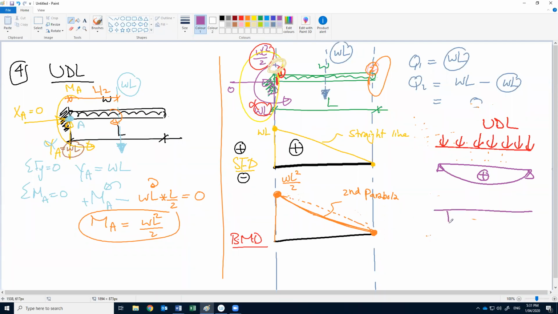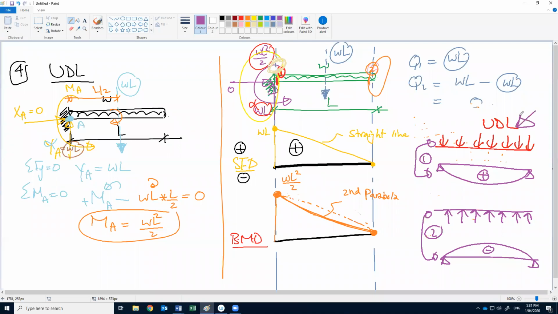If the force or the uniform load is acting upward, the moment will be something like this. Okay, so this is case 1 and this is case 2. But for our scope of study, all the forces will be acting downward, so this will be our moment.